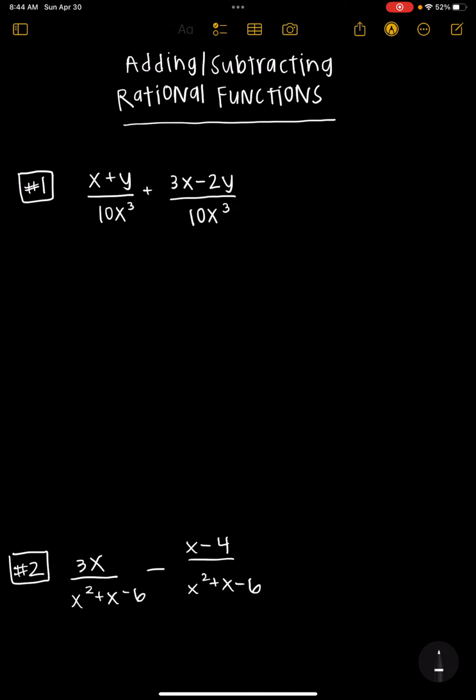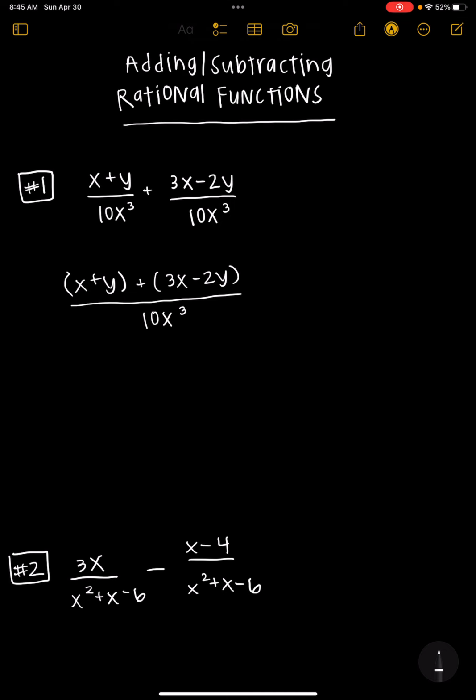We have (x plus y) over 10x cubed plus (3x minus 2y) over 10x cubed. So notice that the denominators are the same. They're both 10x cubed, which means that we can add these together. And so when I add them together, I can write it out as x plus y plus 3x minus 2y all over 10x cubed, the common denominator. All right, and then we're just going to combine like terms on the top.